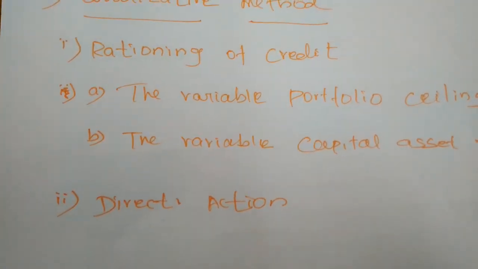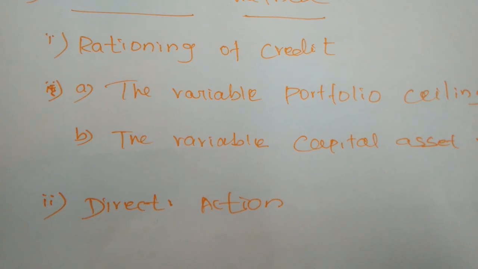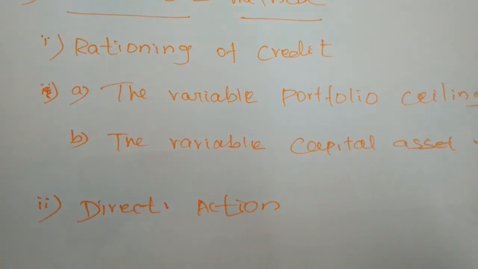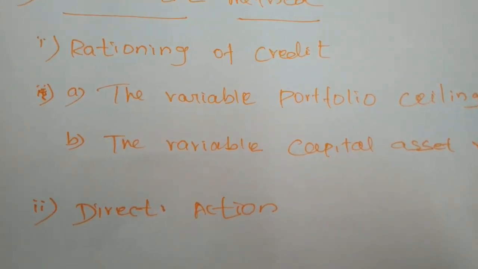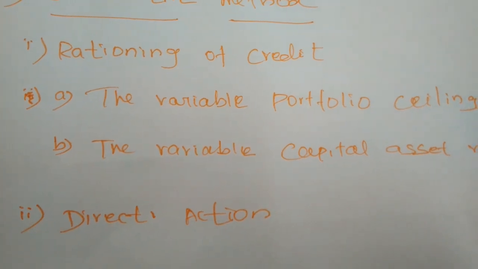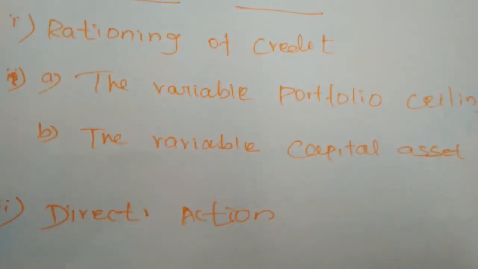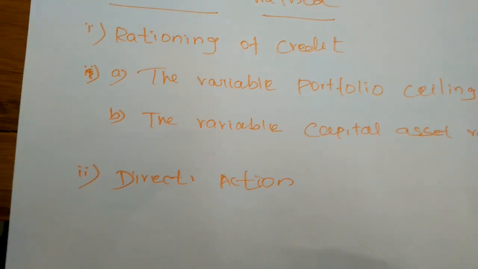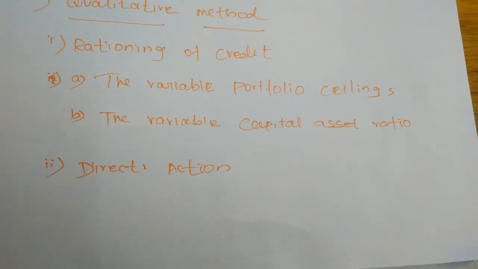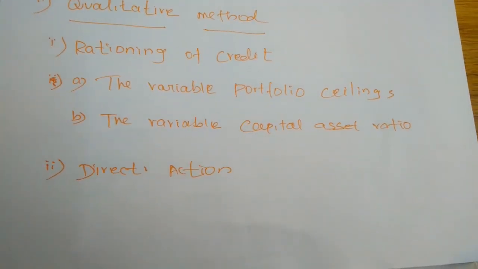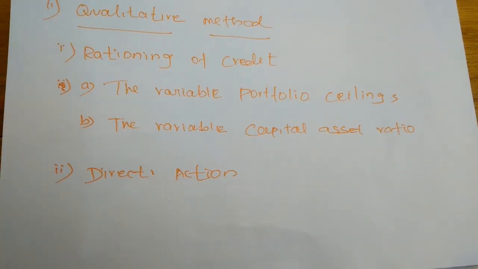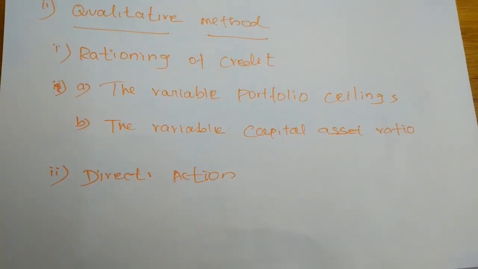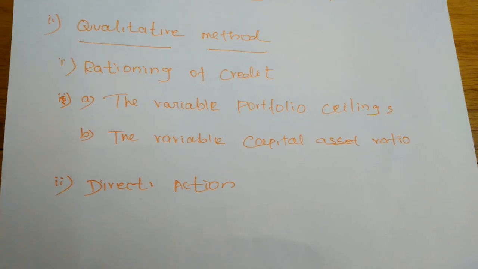Next, the central bank may refuse to sanction further financial accommodations to a bank whose existing borrowings are found to be in excess of its capital and reserves. So by refusing further lending capacity to the commercial banks, the commercial banks will reduce their lending powers.